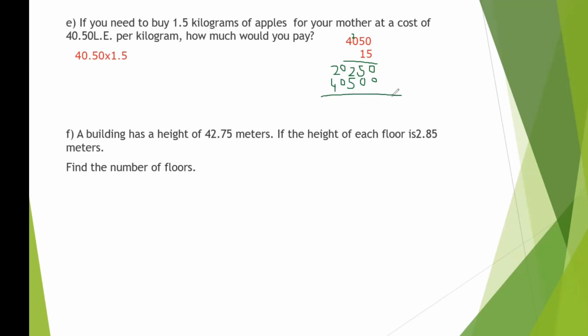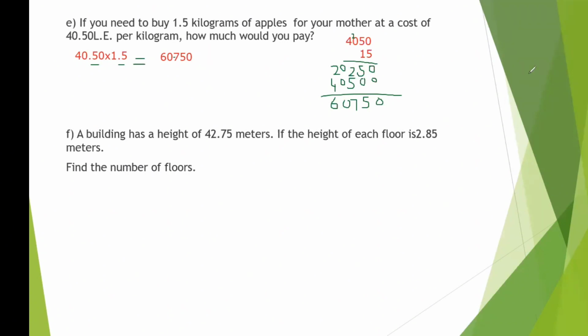Now add 0 plus 0, 0. 5 plus 0, 5. 2 plus 5 equals 7. 0 plus 0, 0. 2 plus 4 equals 6. So the answer is 60,750. Now let's return the decimal point. Here it was after 2 digits and here after 1 digit. So in the answer it has to be after 3 digits. 1, 2, 3. So you have to pay 60.750.